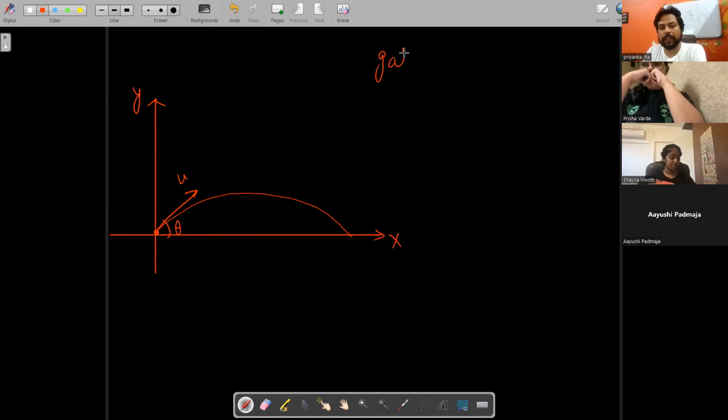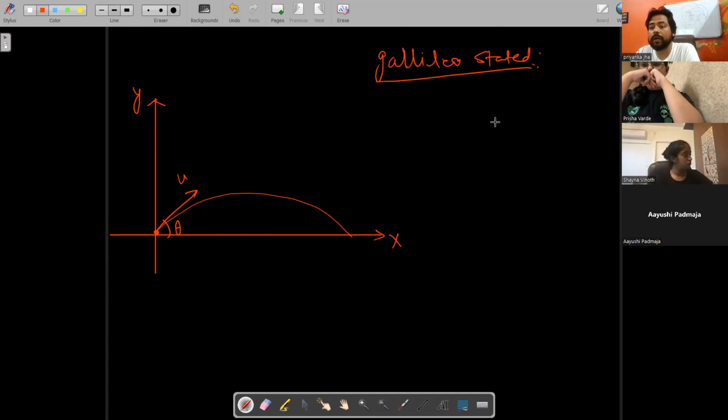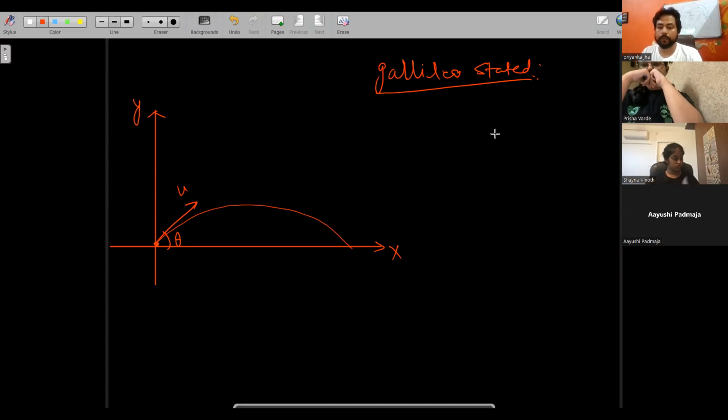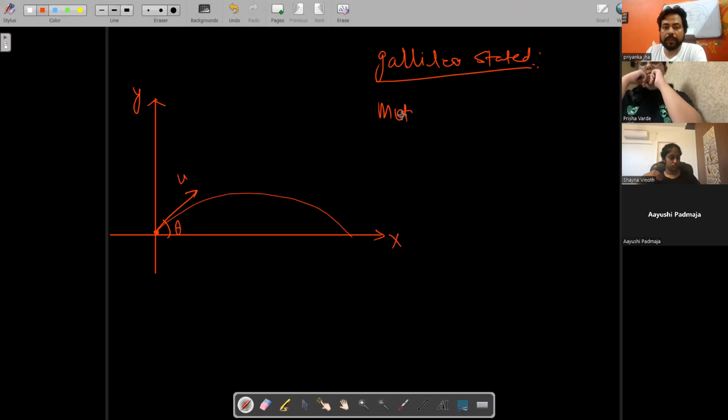There was a scientist, Galileo. He stated one very important thing. He said that motion in mutually perpendicular directions does not depend on each other. You can state it like: motion in two mutually perpendicular directions is independent of each other. Motion in mutually perpendicular directions is independent of each other. This is a very important statement.